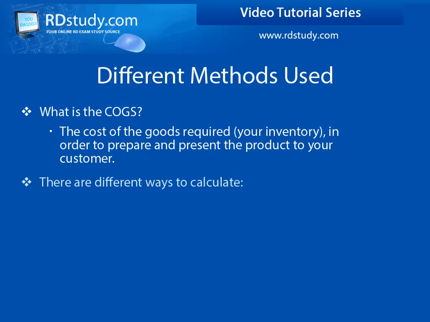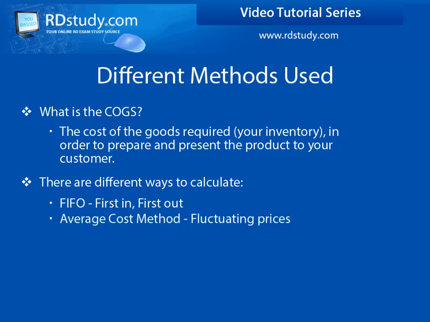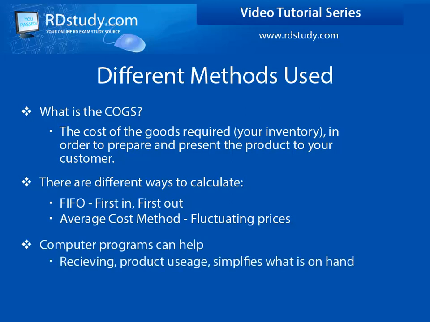Two common methods of recording and maintaining inventory are FIFO, which is short for first in, first out, and the average cost method, since prices for goods may fluctuate during the time period that you're covering. Computer programs are usually set up to help with the underlying calculations depending upon the method used, but the basic concepts of what the cost of goods sold represents is important.